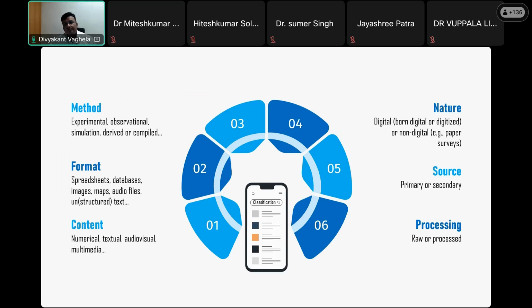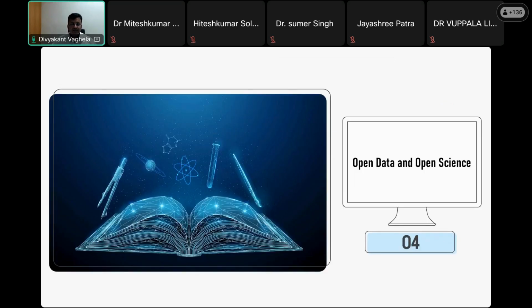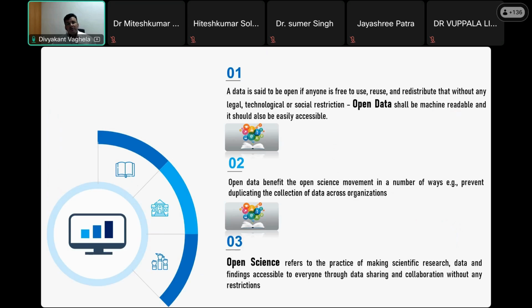Right, now the next is open data. Earlier it was about research data. Now, whether the data is available in open access, we can say it is open. When the data is available openly, free to use, reuse and redistribute without any legal, technological or social restriction, then we can say the data is open. Open data should be machine readable and easily accessible to anyone.